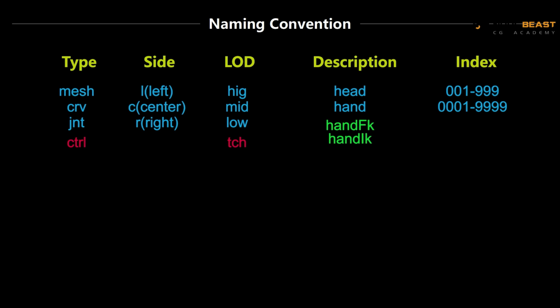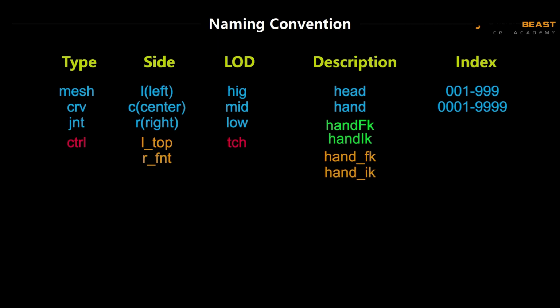We can write it as L, then a single underscore, and for top, we use 3 letters, TOP. Or for right front, we can use R, and for front, also use 3 letters. We abbreviate front to F and T. Or, like in the description, we mention hand IK or hand FK. We can write that as hand FK or hand IK.